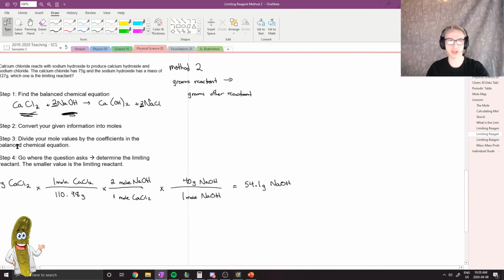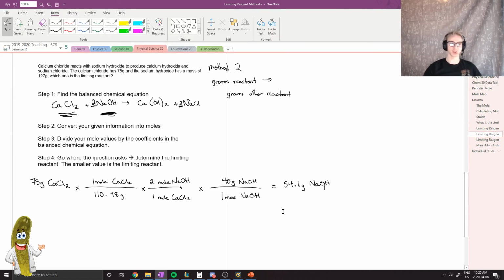So now we have reached the end point of this question. We have been told that for 75 grams of CaCl2, you only need 54.1 grams of NaOH. But in the question, we were told that we have 127 grams. So what that means is that I only need 54 grams to react with all 75 grams of CaCl2, meaning I have an excess, or I have extra, of the 127 grams of sodium hydroxide. I have more than I actually need of this sodium hydroxide.